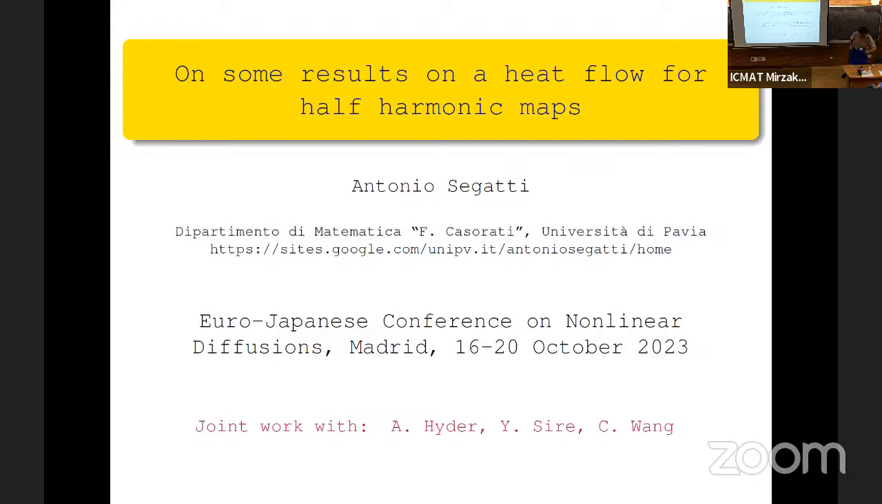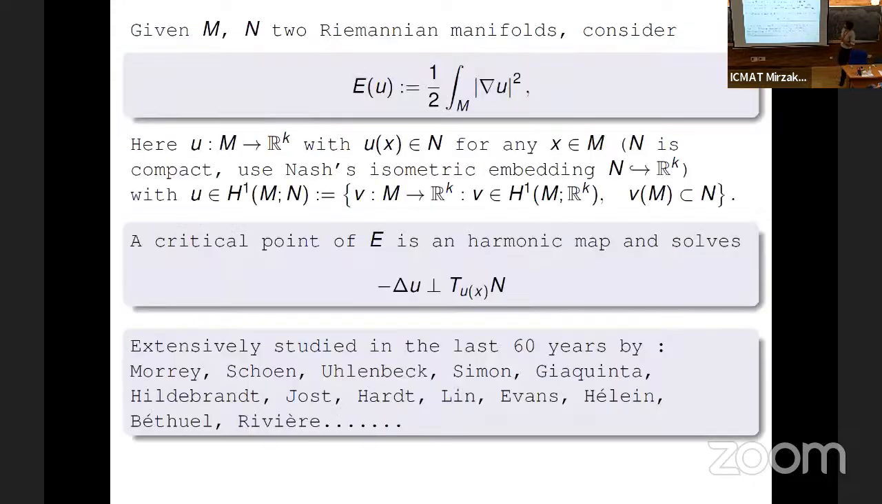So let me start from the very beginning of the story. The first slide will be a bit dense, but then I will try to focus on examples. So we start with two manifolds, say M and N. Essentially, in the rest of the talk, M will be, for most of the time, the whole Euclidean space or some domain. And N, on the contrary, will be a manifold, usually a compact manifold.